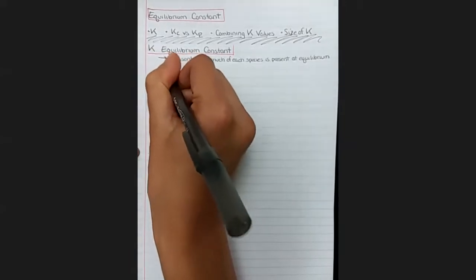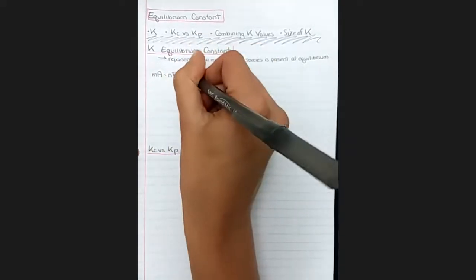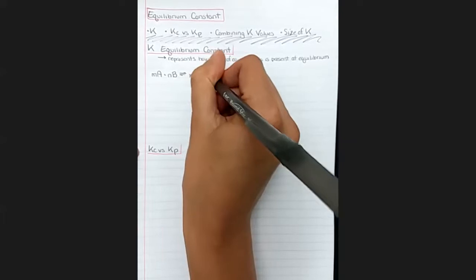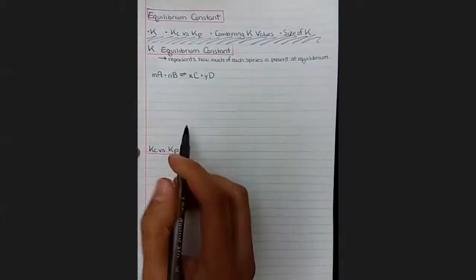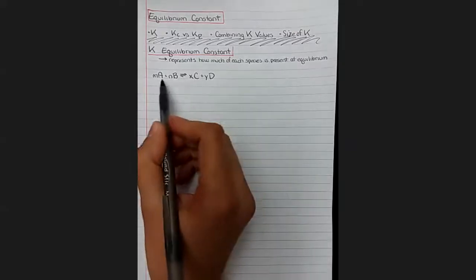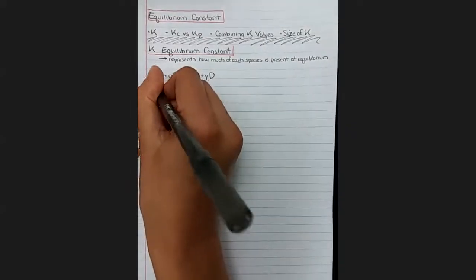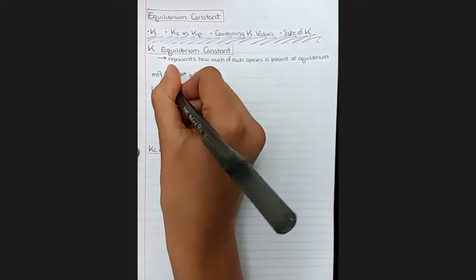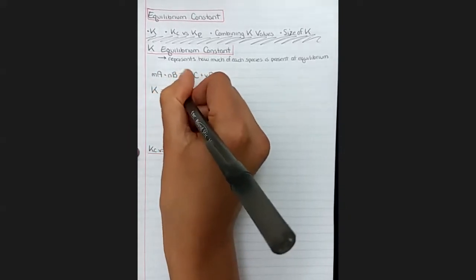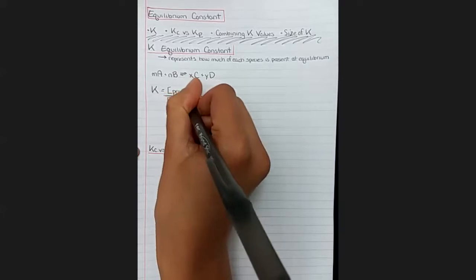Okay, so let's use a generic reaction here to indicate how we would write this constant, and we'll use our new favorite double-sided arrow. So we're going to have reactant A plus reactant B goes to product C and product D. M, N, X, and Y are the coefficients in this case. So our equilibrium constant K is going to be the concentration of products divided by concentration of reactants.